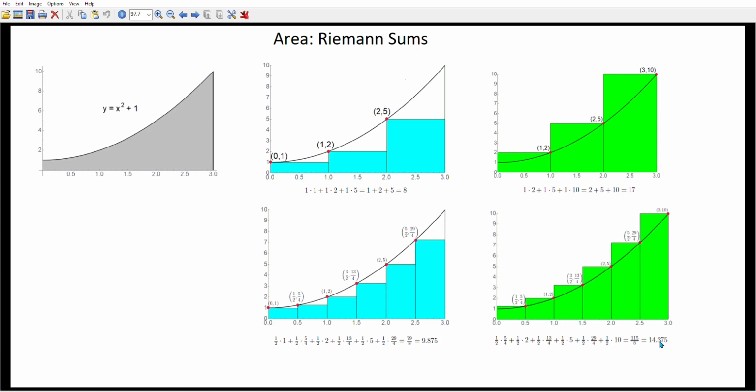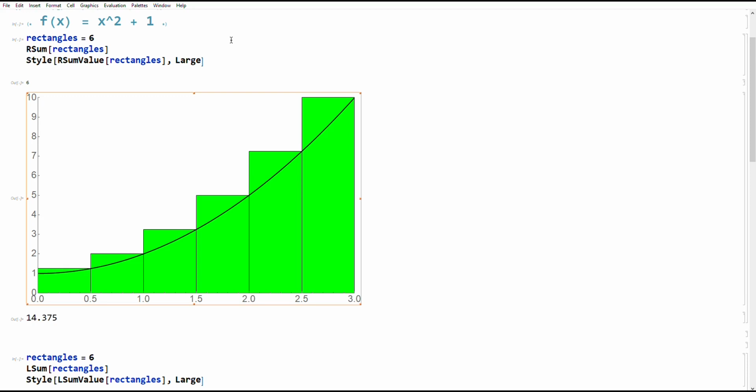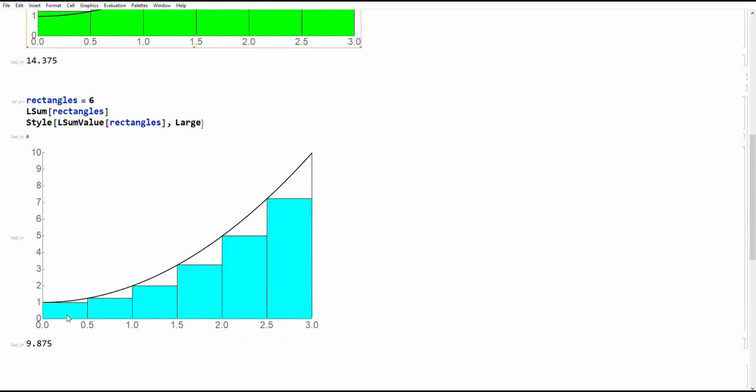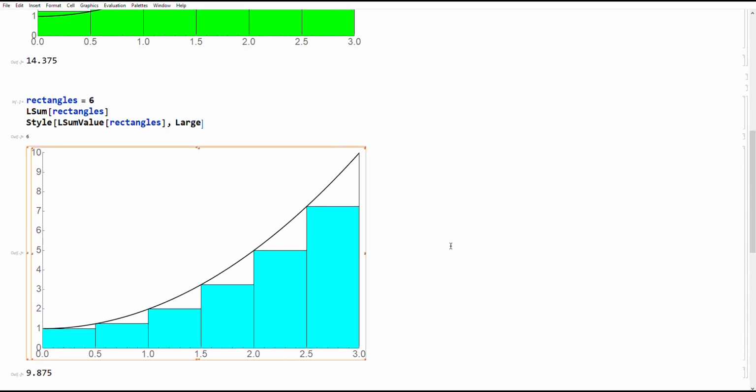So I'm going to now show you what that looks like on a computer. So now what you see in front of you is that same approximation we made previously using right-hand endpoints of rectangles. And you can see that the estimate was 14.375, which is too big. If we scroll down, we've also got an estimate here, which was the left-hand rectangles, 9.875, which was too small.